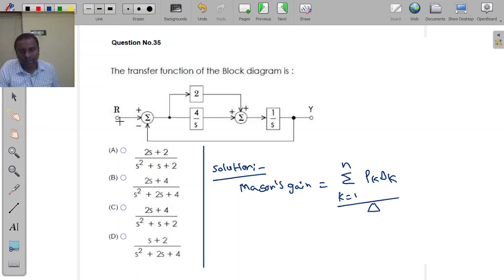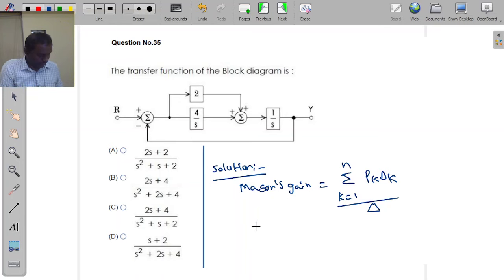Now let's see how many forward paths there are. This is one forward path, and the other forward path is this. There are only two forward paths. How many loops will there be? There is this one loop and this one more loop. There are two loops.